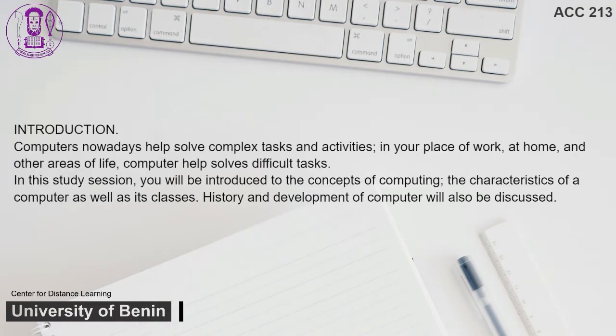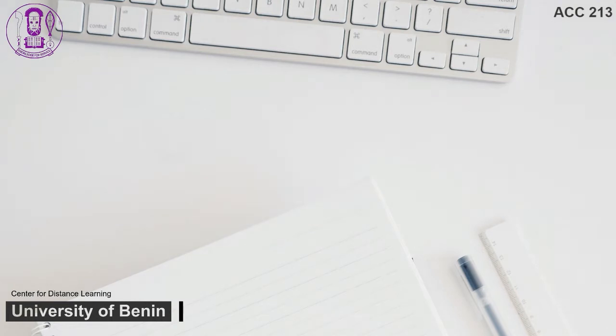Introduction. Computers nowadays help solve complex tasks and activities in your place of work, at home, and other areas of life. Computers help solve difficult tasks. In this study session, you will be introduced to the concepts of computing, the characteristics of a computer as well as its classes. The history and development of computers will also be discussed.